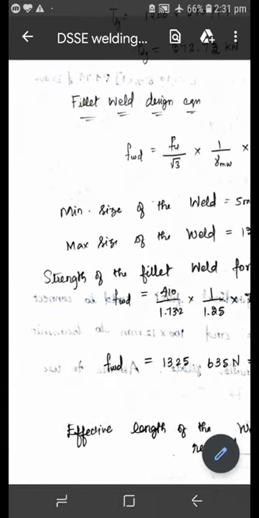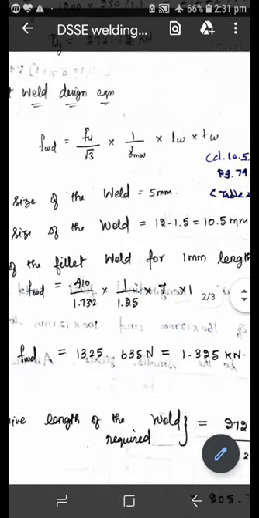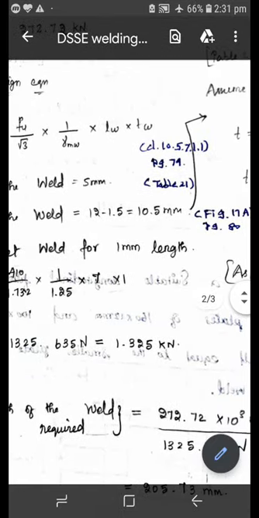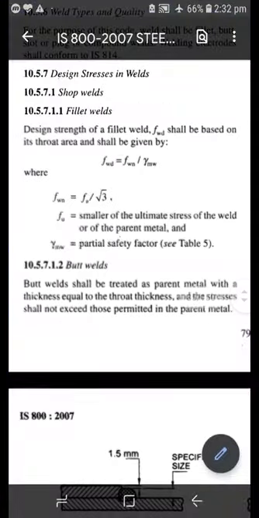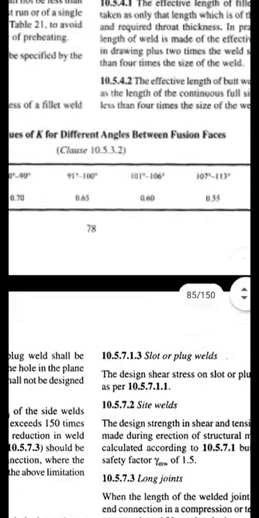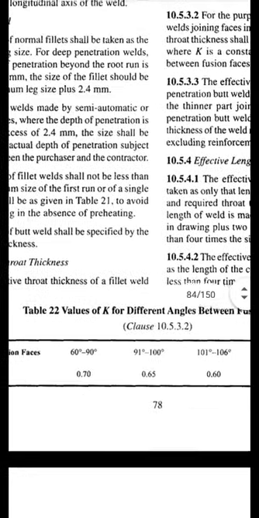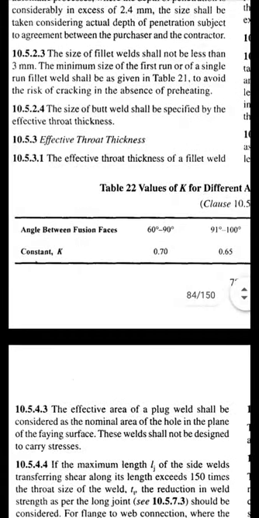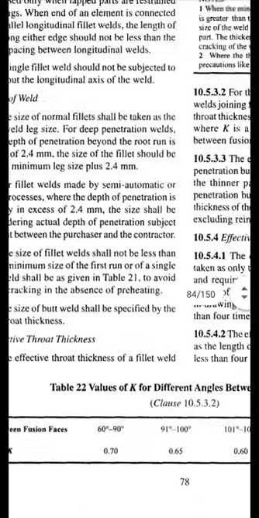For the minimum size of the weld, they have given the condition as 5 mm for 12 mm thick plate. For that, we have to refer to Table 21. Let me open that table in IS 800. This is Table 22, which is used to find the value of K. From this only, I have got the value of K equal to 0.7.